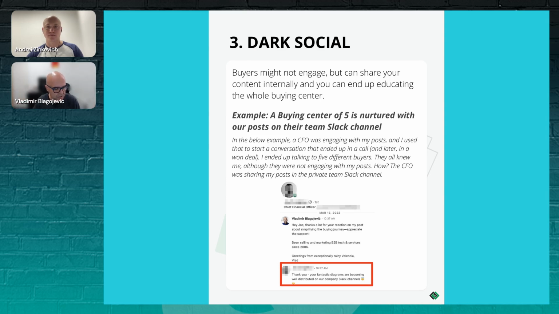Now, this is interesting to consider again. We mentioned this several times, buyers may not be reading your content, or this might be an objection that you get. But again, look at this. We never saw them, but yes, they were reading, because they were reading in a private Slack that is not traceable in your analytics software. It doesn't mean that it doesn't happen.